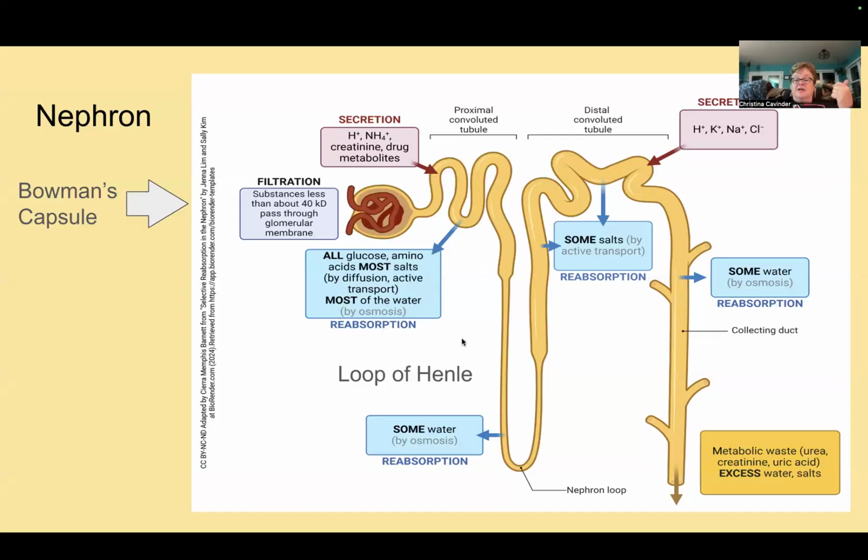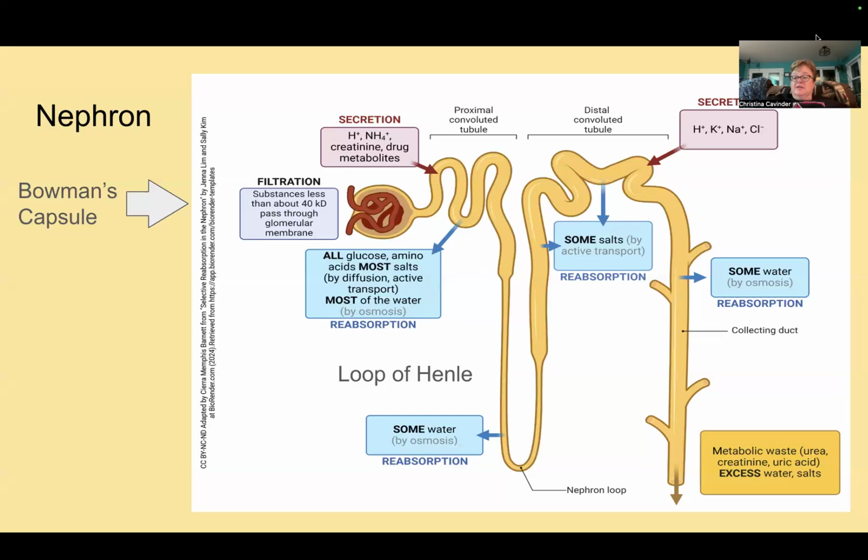So that means that the oncotic pressure over here is high, so the water will move towards that oncotic pressure, or the higher concentration of solutes. Now, after the loop of Henle, it goes through the distal convoluted tubule. So you'll see that over here. And some salts are reabsorbed by active transport. It depends on what your body needs. So if it needs to reabsorb some salts, it will in this distal convoluted tubule.